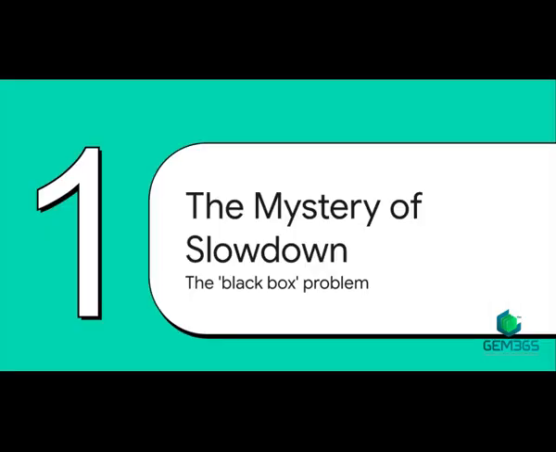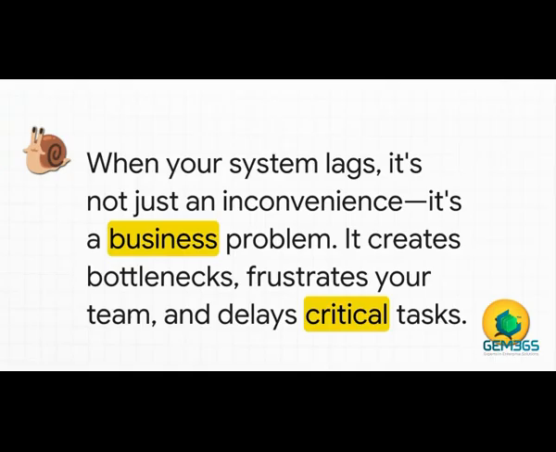All right, first up, let's tackle the problem head-on. For so many of us, system performance can feel like this total black box. When things get slow, you have no idea why. It's frustrating because you can't fix what you can't see. And make no mistake, this is way more than just a little inconvenience. A slow system is a genuine business problem. It slows down your operations, it frustrates your team, and it can bring critical work to a grinding halt.